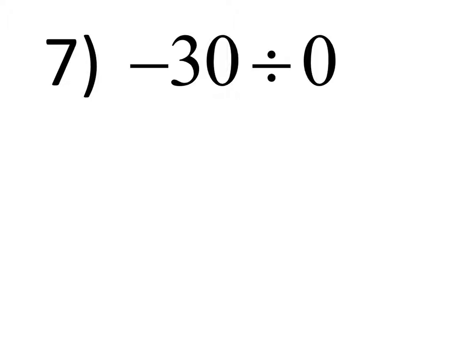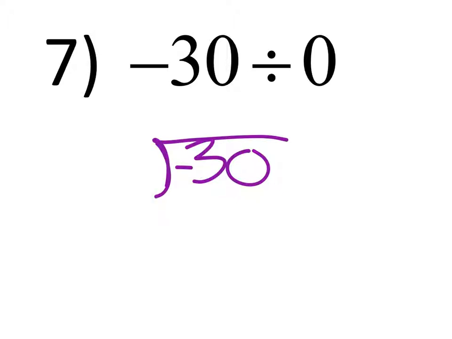Division by 0 is one of those tricky ones. Let's look at this in terms of long division. Whether that's positive or negative doesn't really make any difference. So we look at this and say to ourselves, how many times does 0 go into negative 3? Nada.